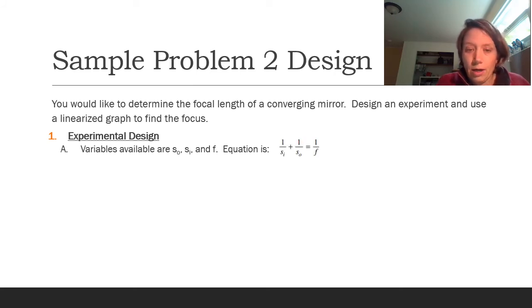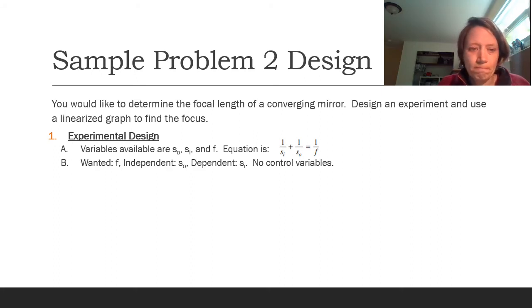so that's obviously our wanted variable. When you think about those variables, the equation that should jump out to you that you're going to be linearizing is the thin mirror and thin lens equation, one of the only ones we've gotten so far from this unit, which is 1/S_i plus 1/S_o equals 1/f. In that equation, the wanted value is the focal length.